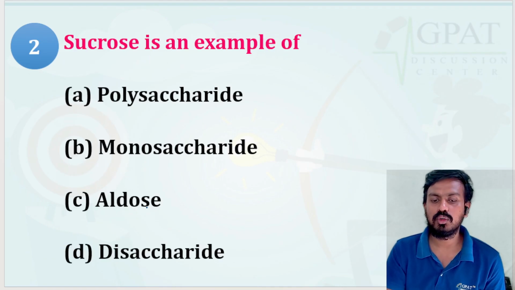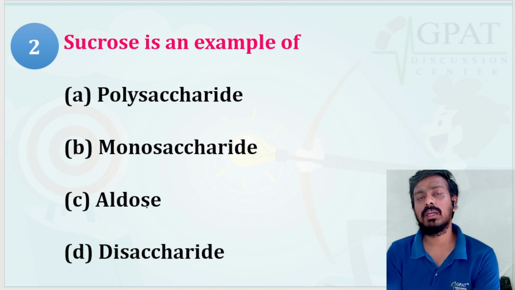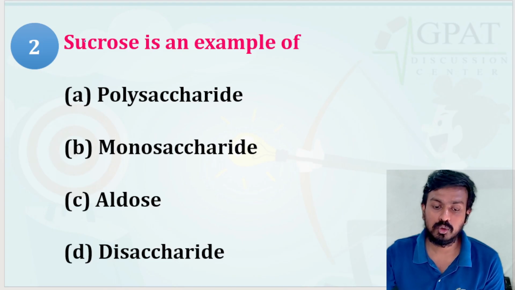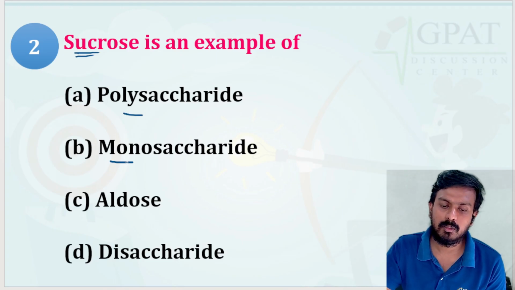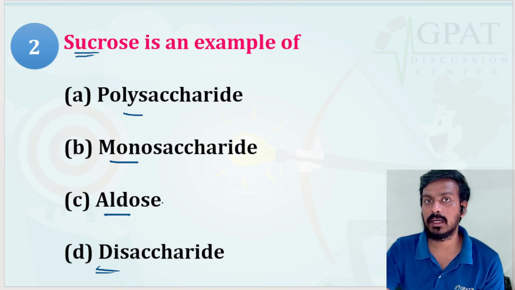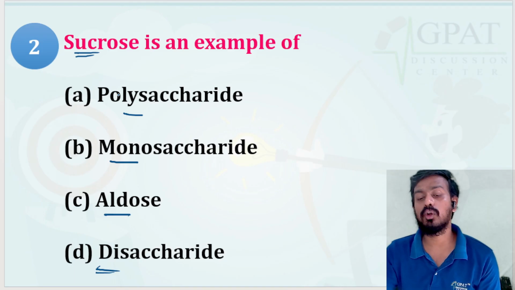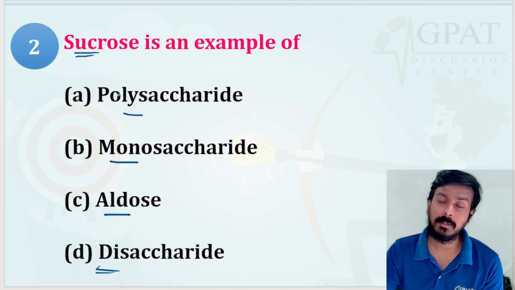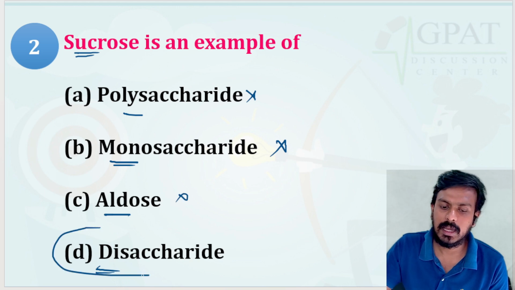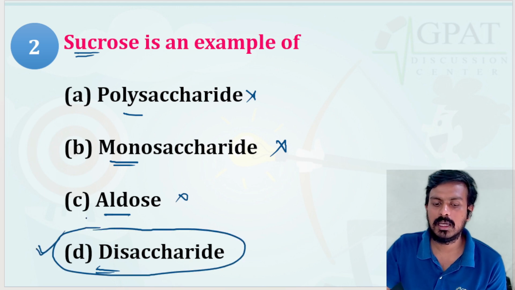Next question. Sucrose is an example of. If you remember, we have discussed polysaccharides, but here we are talking about sucrose. Is sucrose a polysaccharide, monosaccharide, aldose, or disaccharide? Glucose, fructose, maltose, lactose are reducing sugars. Sucrose is not a polysaccharide, not a monosaccharide, not an aldose. Sucrose is basically a disaccharide.